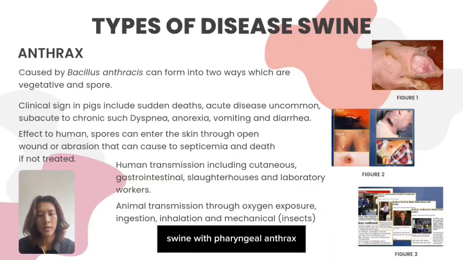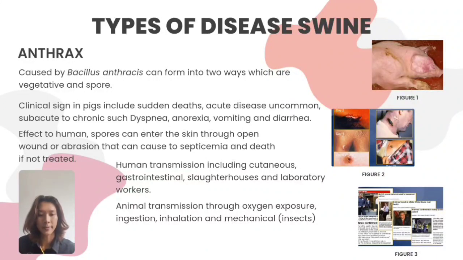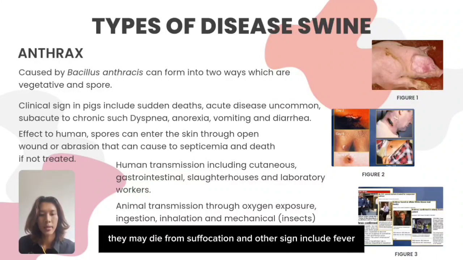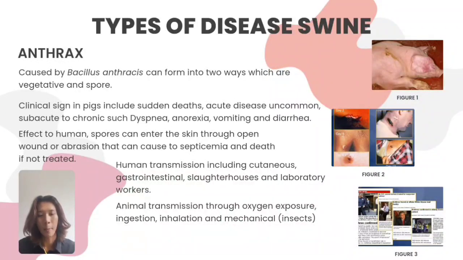Swine with pharyngeal anthrax, the most common form, show marked cervical swelling and dyspnea. They may die from suffocation, and other signs include fever, depression, and inappetence, perhaps vomiting.